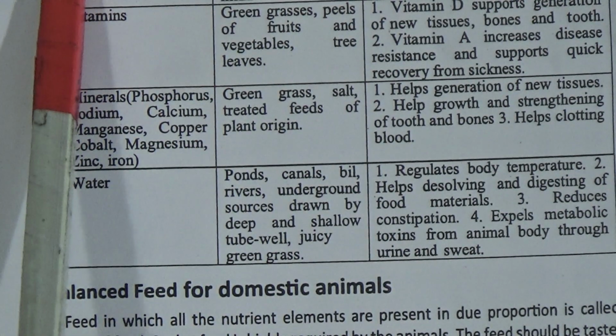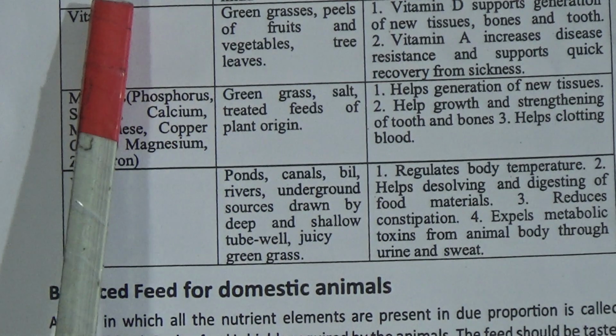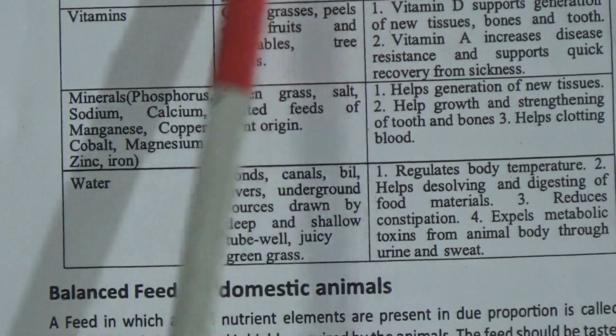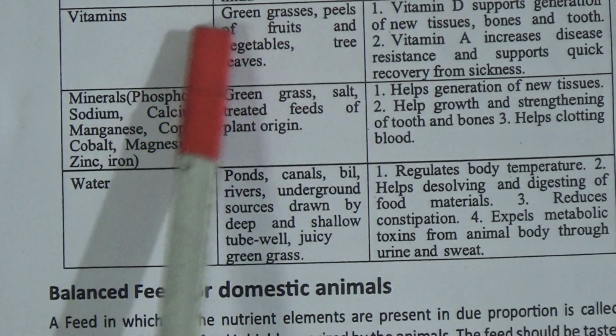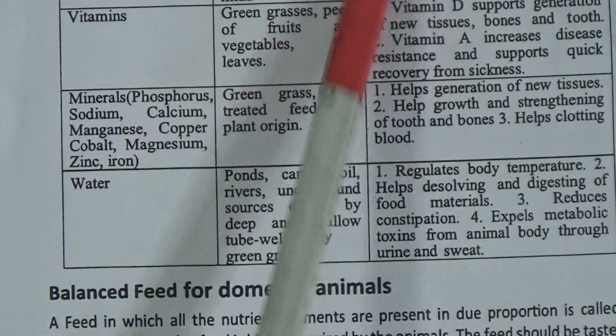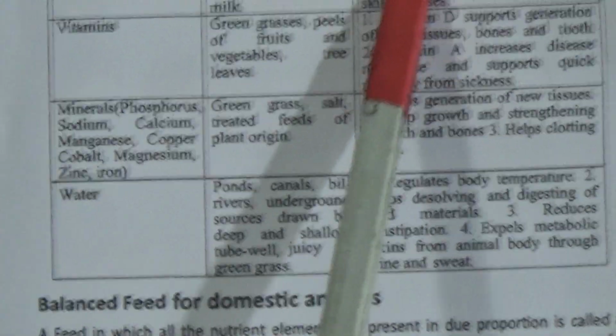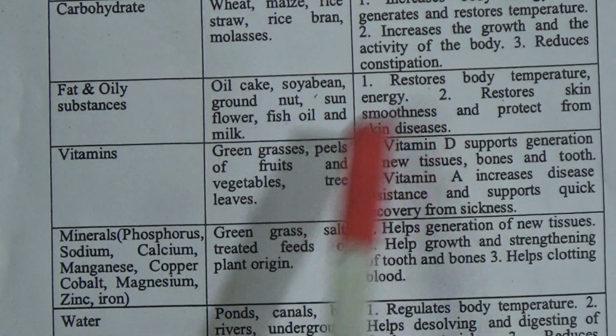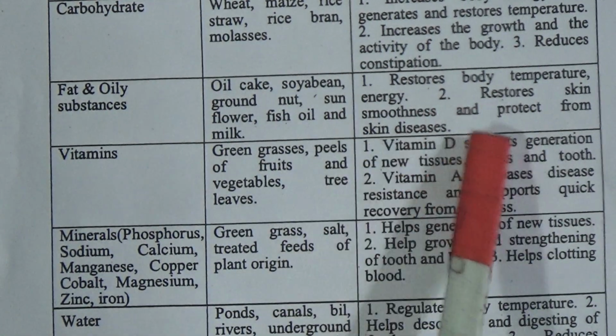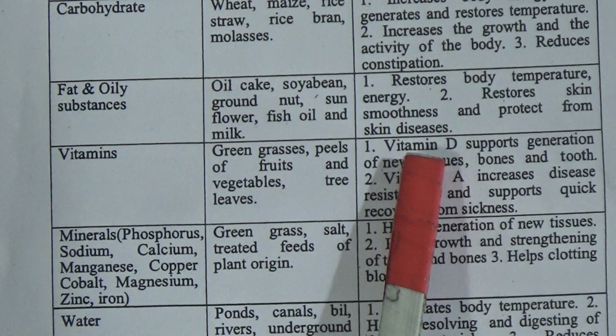Okay. Now come, fat and oily substances. Oil cake, soybean, groundnuts, sunflower, fish oil and milk. The functions of the nutrients are: restores body temperature, energy, restores skin smoothness and protects from skin diseases.